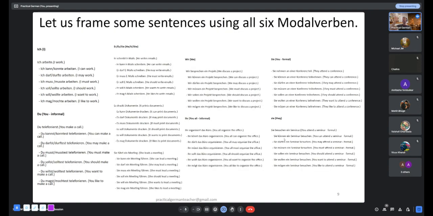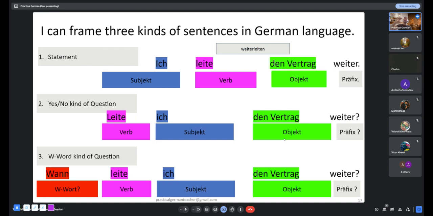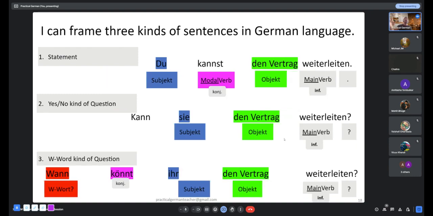Then you will have to read a lot of sentences where Modalverben have been used in present tense and in past tense. What else you are going to do is that I will give you some revision of how to frame sentences in German language that you are supposed to know from A1, but we'll also learn that right now. Nothing wrong in revising something. These are just slides we are going to go through, where I will tell you how to frame sentences using normal verbs, using separable verbs, using modal verb and a separable verb, and so on.